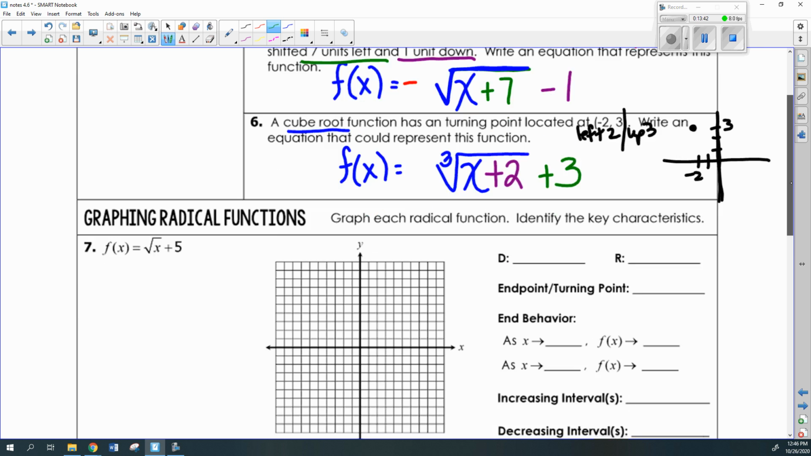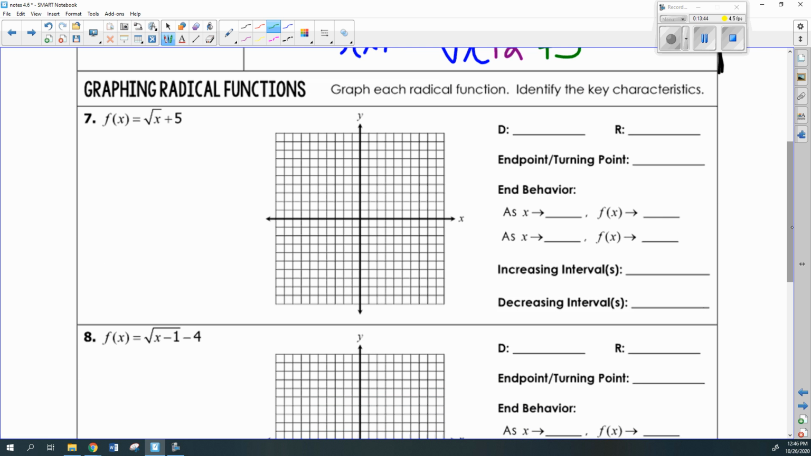All right, and then we need to finish up our graphing. All right, and so we're going to start with square root. So they should all look very similar to the square root parent function. Please take advantage of Desmos if you're having trouble drawing the graph. Type it in Desmos, see what it looks like. You can even click on the end point and the turning point, all right?